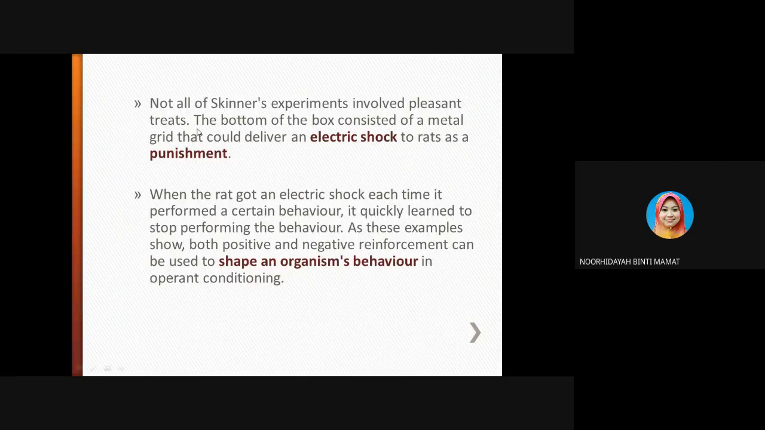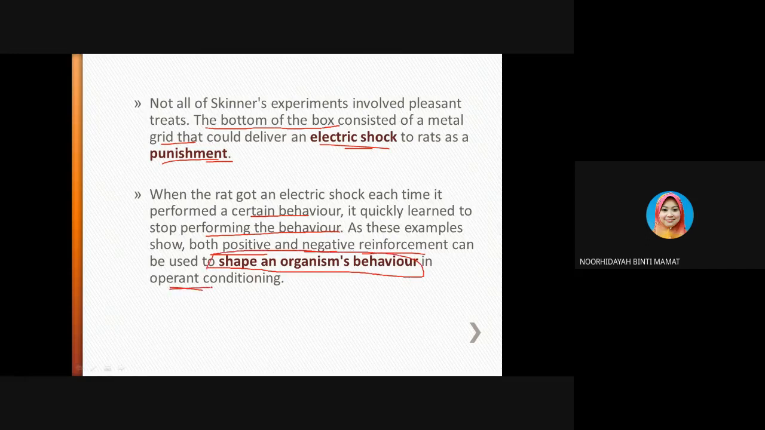Not all of Skinner's experiments involve pleasant treats. The bottom of the box consisted of a metal grid that would deliver an electric shock to the rat as punishment. When the rat got an electric shock each time it performed a certain behavior, it quickly learned to stop performing that behavior.